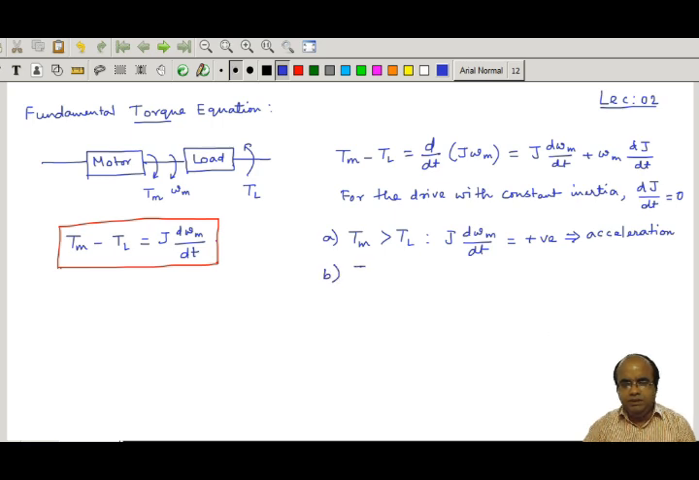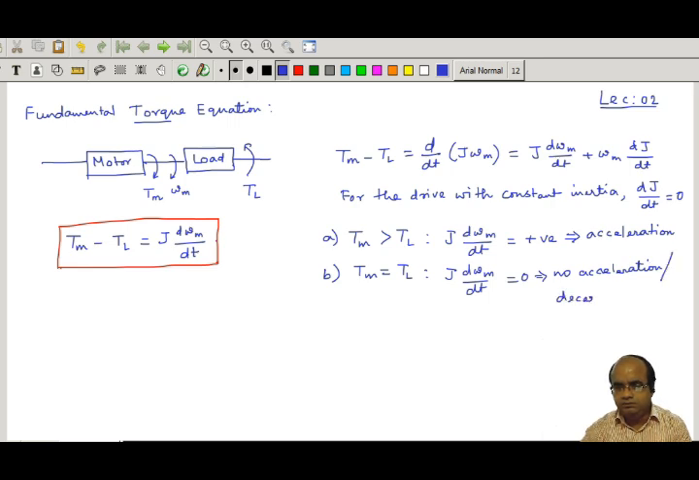Now B: if motor torque equals load torque, then J d omega m/dt equals 0. That is, motor and load are in steady state condition. No acceleration, no deceleration.